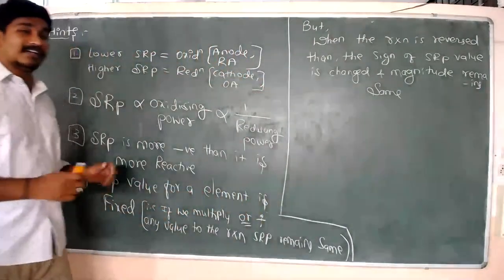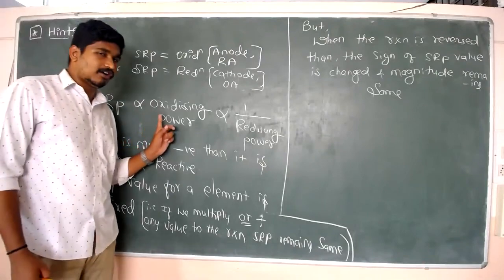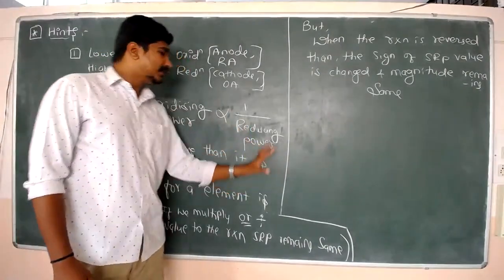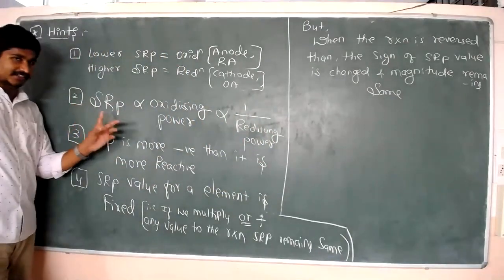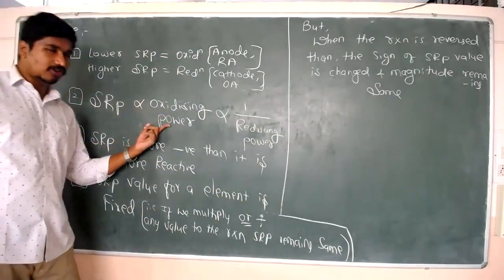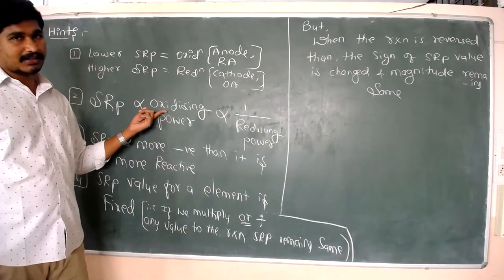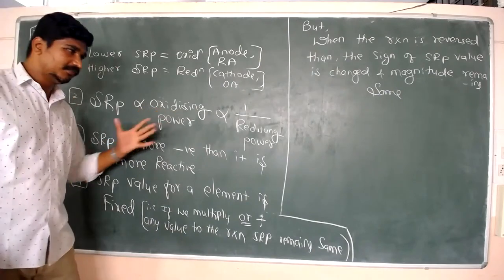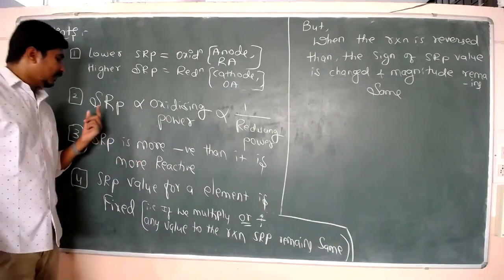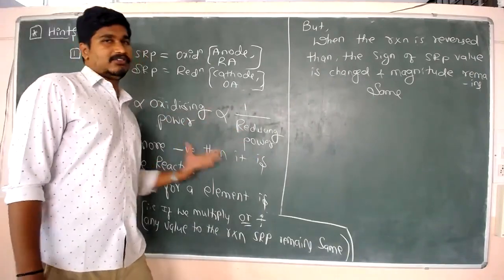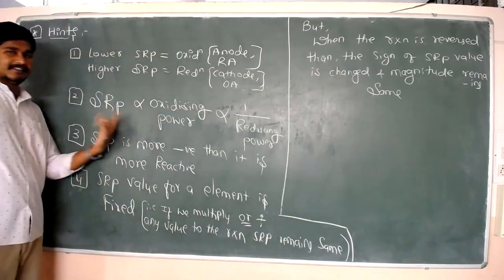Second is, if he is giving a number of elements with their SRP values, and he is asking to arrange the elements in order of their oxidizing power or reducing power, then you have to use the second thing, that SRP is directly proportional to oxidizing power. Higher the SRP value, higher will be the oxidizing power. Higher the SRP value, lower will be the reducing power. By seeing the values, you can arrange that. This is the second hint.